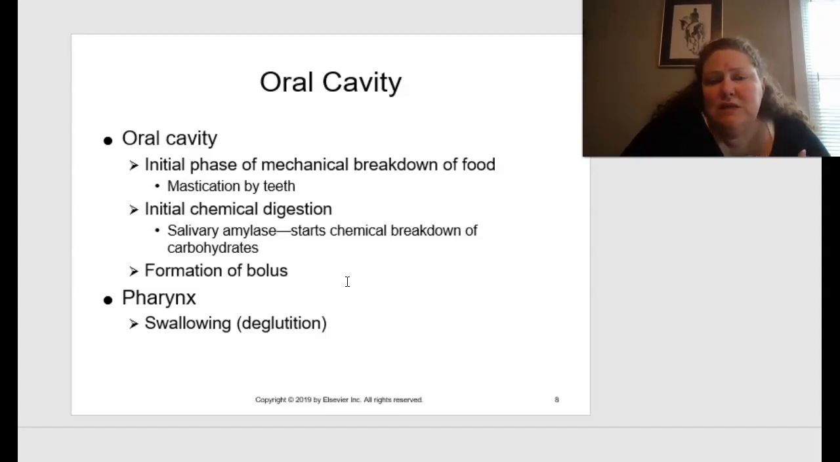This also starts the initial chemical digestion in the whole system, and this is through the work of salivary amylase. Again, remember enzymes are kind of named for what they do: salivary, saliva, right? And so this is, I'm thinking of a big juicy berry.